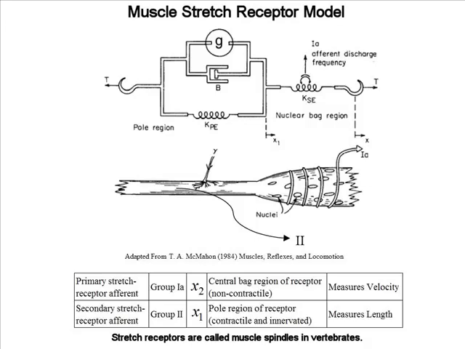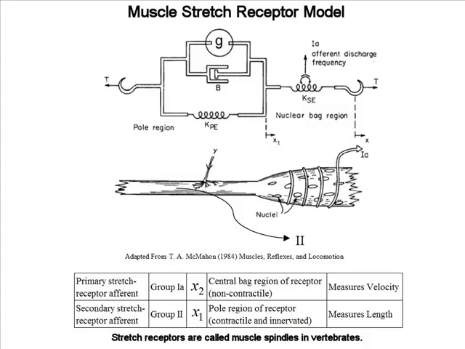Stretch receptors are split into two sections, a nuclear bag region and a pole region. The nuclear bag region does not contract, while the pole region can. When the pole region is made to contract, this changes the sensitivity of the receptor to changes in length. The bag region is where the Type 1A signal originates that measures changes in the velocity of the muscle, while the pole region is where the Type 2 signal originates that measures length changes.